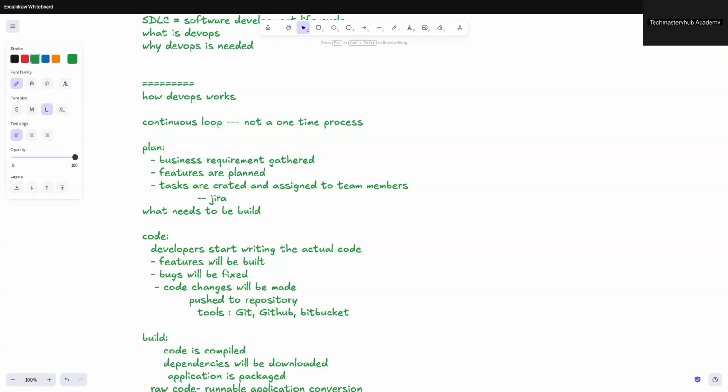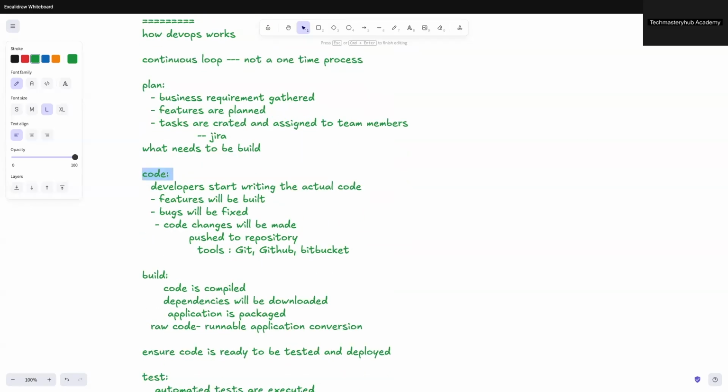Okay, for example, a company decides we need to build a login feature for our application. Now this requirement is broken down into tasks, and those tasks will be assigned to the users. So basically planning defines what needs to be built in this phase. Okay, next stage is the code.